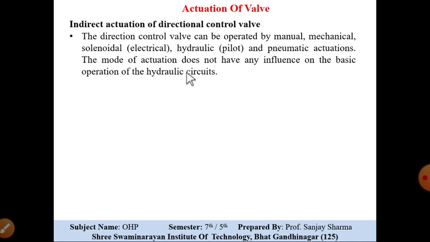You can see the direction control valve can be operated by manual, mechanical, solenoid, hydraulic and pneumatic actuation. As I told you in the previous slide, these are the direct actuation of the direction control valve. The mode of actuation does not have any influence on the basic operation of the hydraulic circuit. Only the actuation will control the motion of the actuator or the cylinder, either a rotary actuator or linear actuator.